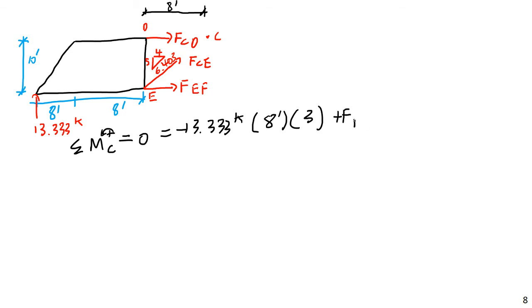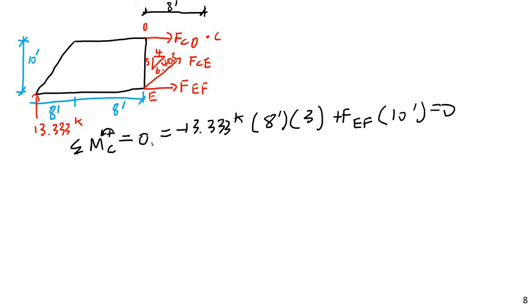and this is going to be a positive moment about point C because that is a counterclockwise rotation, times a moment arm length of 10 feet equals 0. So if I multiply 13.333 times 8 times 3, I can get the FEF. If I move that to the other side, that is then 319.99 kip-feet over 10 feet.